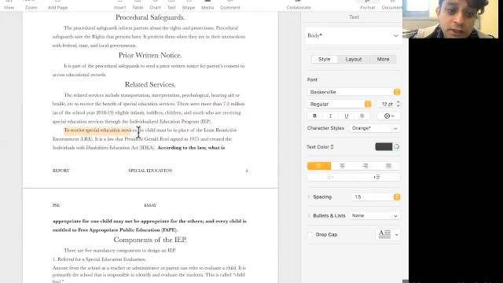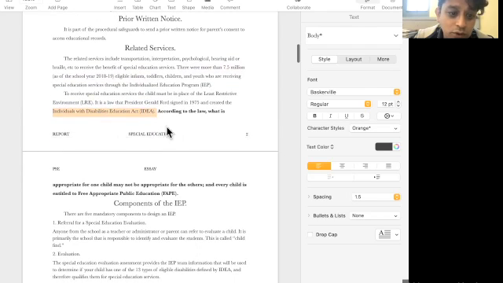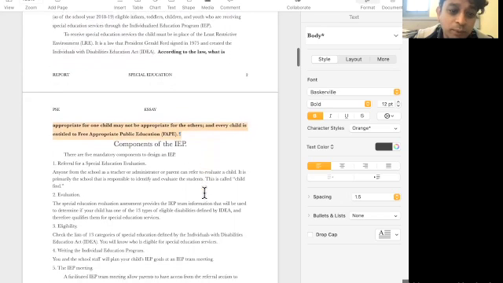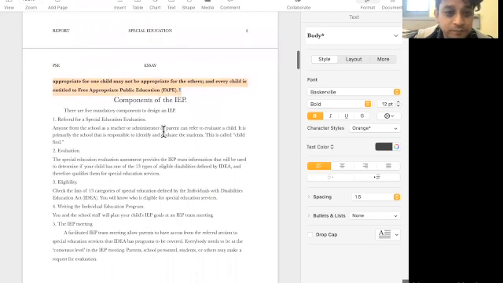To receive special education services, the child must be placed in the least restrictive environment. It's the law that President Gerald Ford signed in 1975 and created the Individuals with Disabilities Education Act. According to the law, what is appropriate for one child may not be appropriate for others. And every child is entitled to free appropriate public education, FAPE.